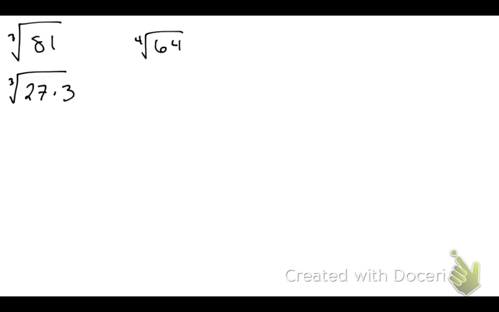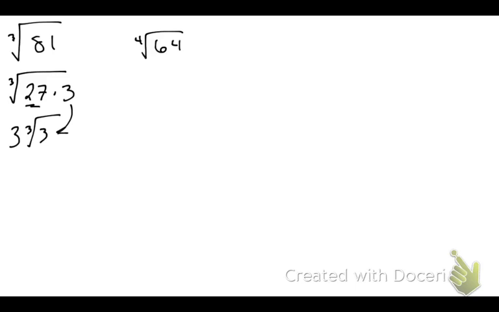Let's try 2 more. The cube root of 81. So you want to think about perfect cubes. And the fourth root of 64. So you want to think about perfect fourths. Hit pause and see what you can do with them. Here's how I would think about them. 81 is the same thing as 27 times 3. And 27 is a perfect cube. It's 3 cubed. So this is 3 from the cube root of 27 times the cube root of 3 from the 3 there.